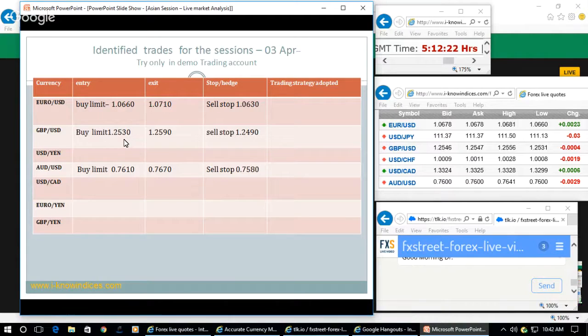Then in the case of GBP, 1.2530 near that of the low, you can keep a buy limit order, and exit could be 1.2590 during that of the European session, and sell stop could be at 1.2490. In the case of Australian dollar, we can take a buy straight and keep 30 pips below the hedge order, and then 76.70 we could be able to exit out of the position during the European session. So these things you can try in a demo trading platform.